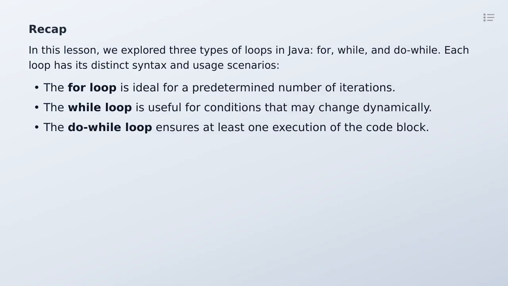Next, recap. In this lesson, we explored three types of loops in Java: for, while, and do while. Each loop has its distinct syntax and usage scenarios. First, the for loop is ideal for a predetermined number of iterations. Next, the while loop is useful for conditions that may change dynamically. Also, the do-while loop ensures at least one execution of the code block.